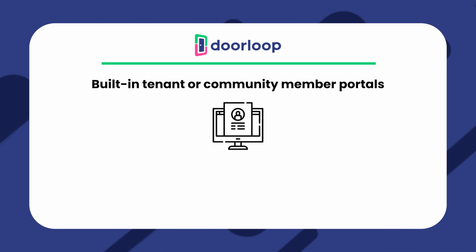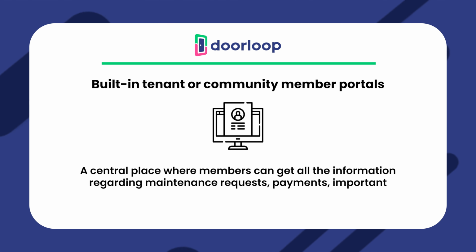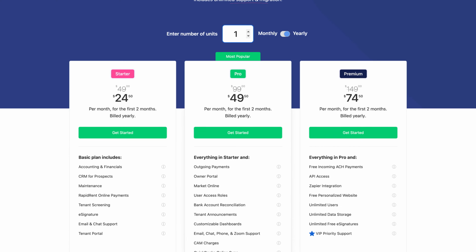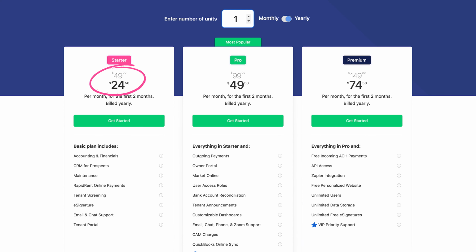Built-in tenant or community member portals: enjoy a central place where members can get all the information regarding maintenance requests, payments, important community dates, etc. And you can get all those features with DoorLoop for just $49 per month for up to 20 units.